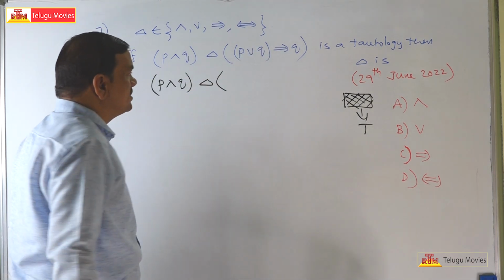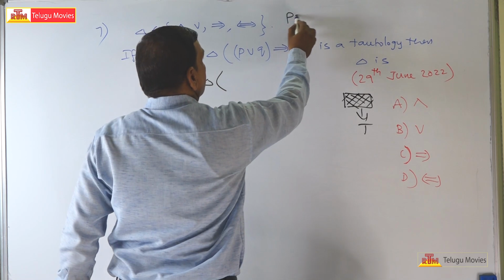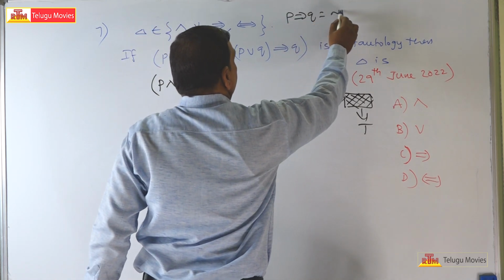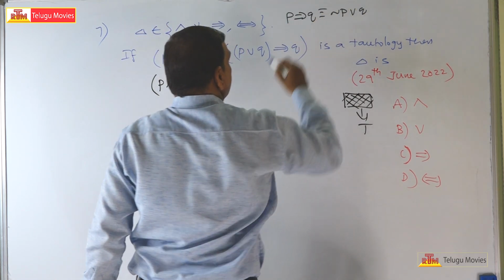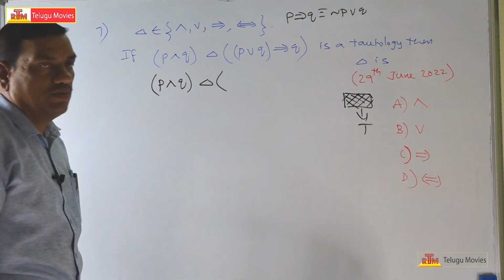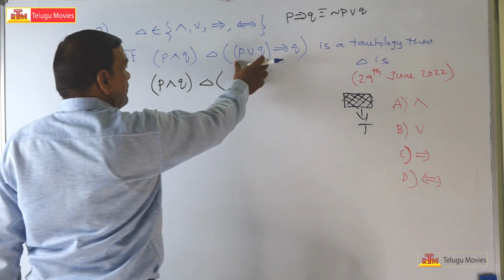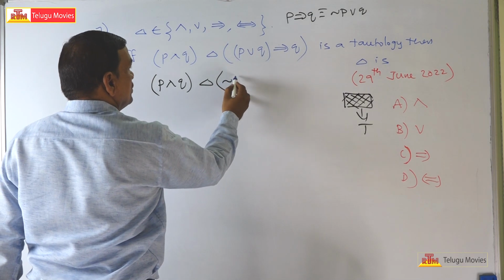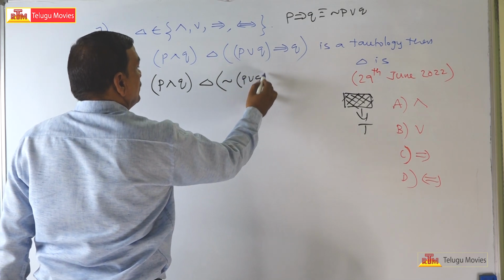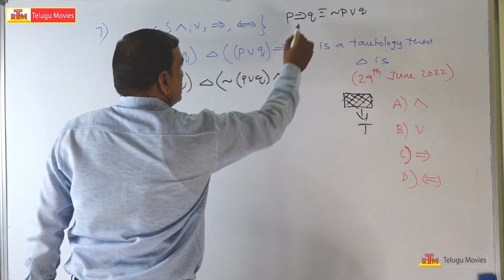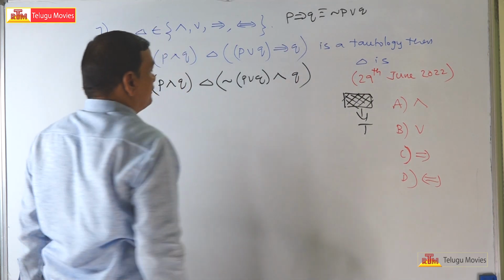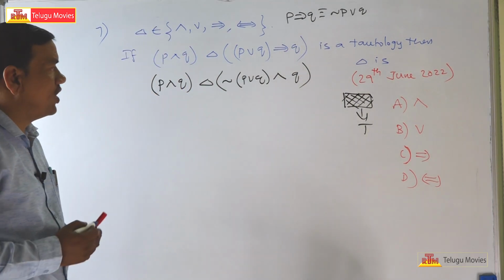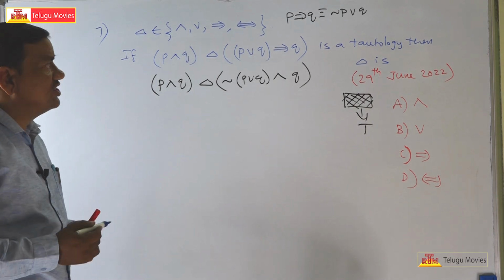So what is the statement? P implies Q is logically equivalent to negation P or Q. Negation P means the negation of P, or Q, and the second statement is as it is.